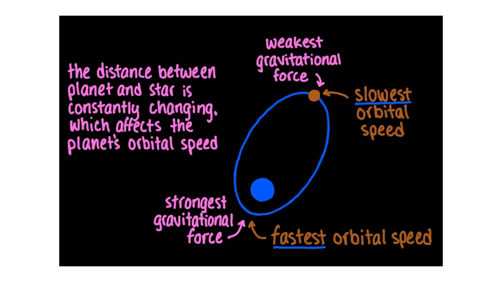If you have a look at the planet closest to the sun, that is when it has the strongest gravitational force. That is also when it has the fastest speed. When the planet is further away, it has the weakest gravitational force. It has the slowest speed.